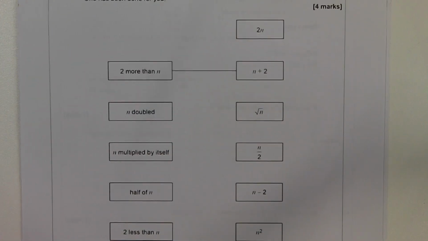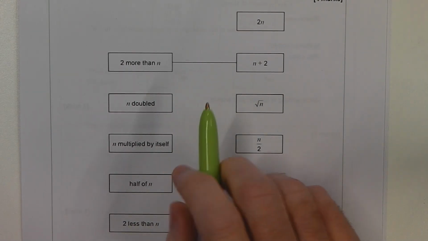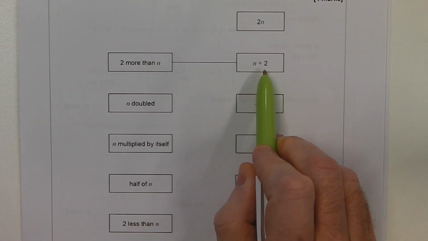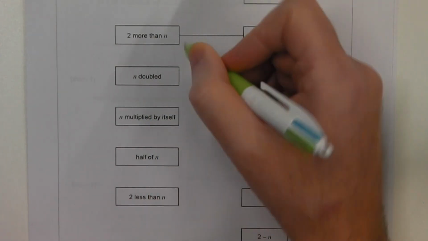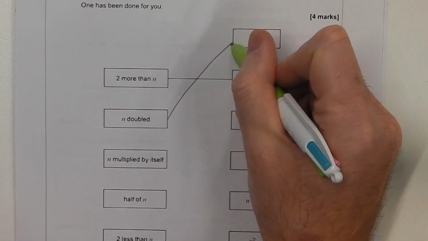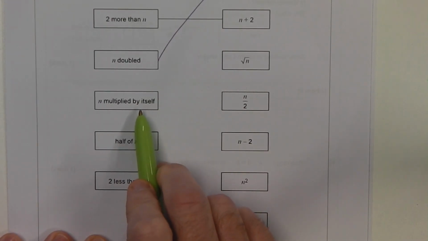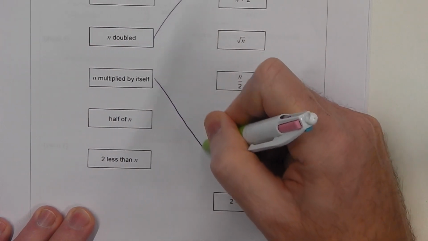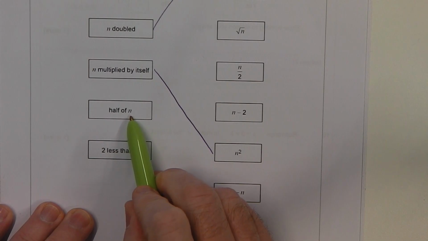Question 14, typical kind of matching question, and it says match each description to one of the expressions. So 2 more than n, we know it's n plus 2. N doubled, so that's 2 lots of n. So that is up here, you can just about see it there, 2n, that's 2 times n. N multiplied by itself, so we know multiplying something by itself, it's squared, which is down here. So n squared.